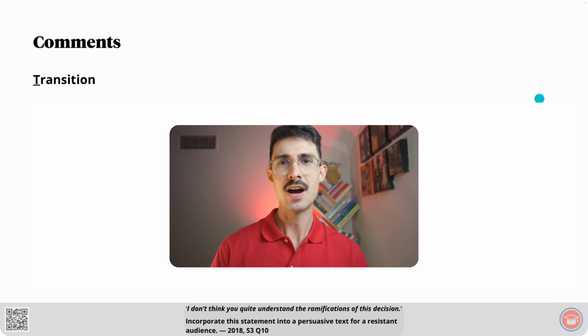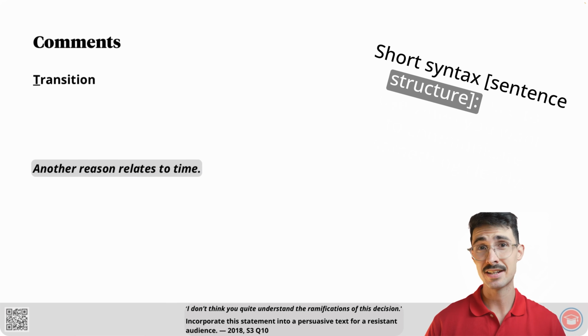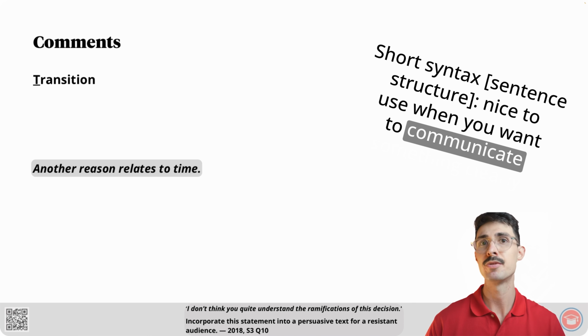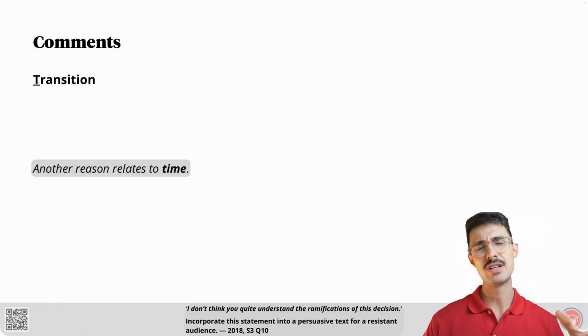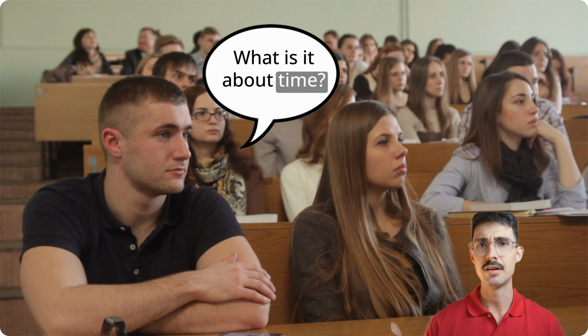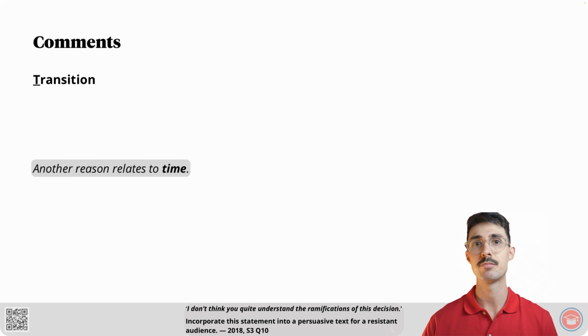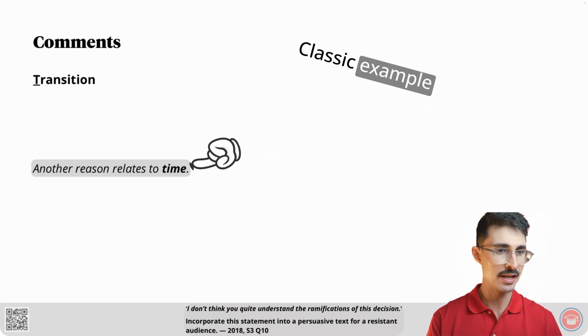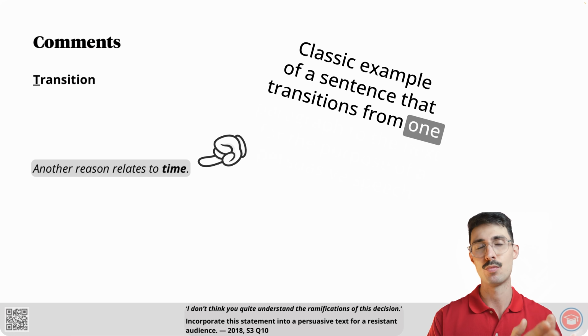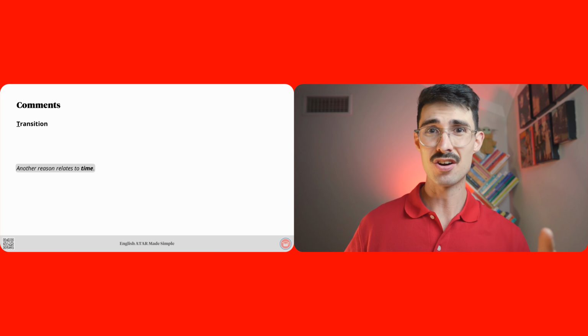Then we have our final element of this paragraph, the transition. There's nothing fancy about this transition. It uses short syntax, which is nice to use when you want to communicate something clearly. This transition is also vague enough that it makes the audience wonder, what is it about time? This transition opens up the concept of time and implies that I will refer to it in the following body paragraph. It is a classic example of a sentence that transitions from one paragraph to the next for the purpose of a persuasive speech. Body paragraph 1 done.